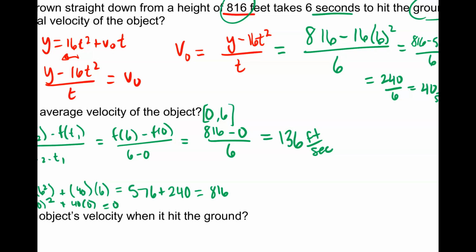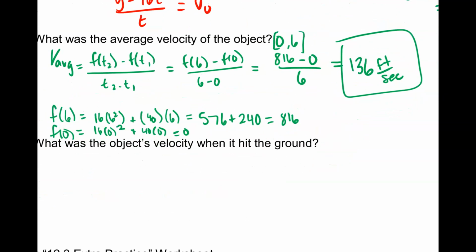Cool. Alright, so just a little sanity test, does it make sense? We start at 40 feet per second. We're going down, right? It's accelerating, it's getting faster and faster. The average is 136 feet per second. Since we start at 40, we know how much we end with is going to be more. So it has to be more than 136.